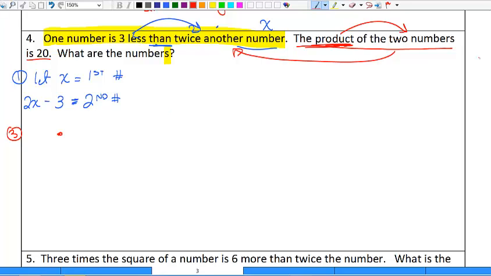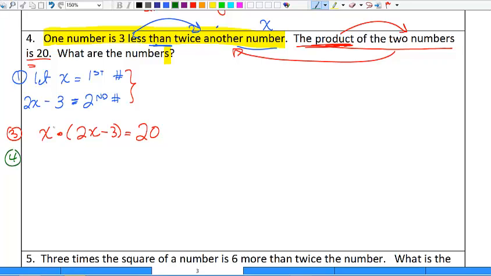The product of the two numbers. By the way, the two numbers were the things that I just mentioned in the last sentence, which I've already decided are x and 2x minus 3. These are my numbers. Is. What does is mean? Is means equals 20. And now I have my equation.